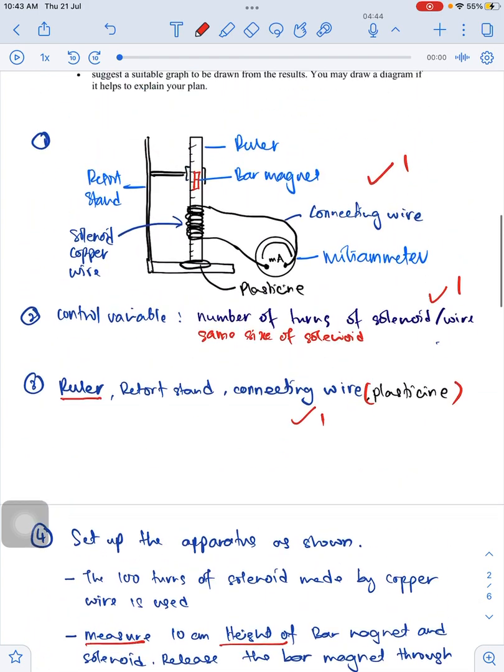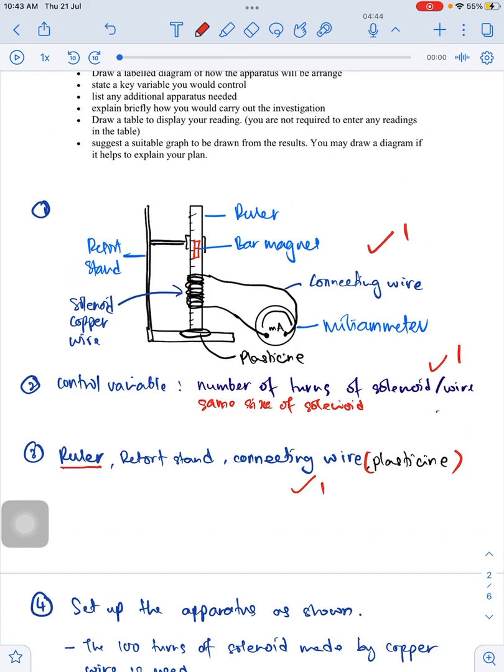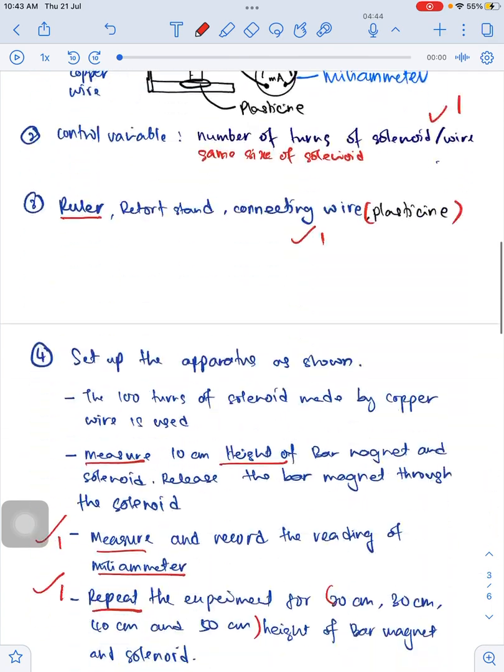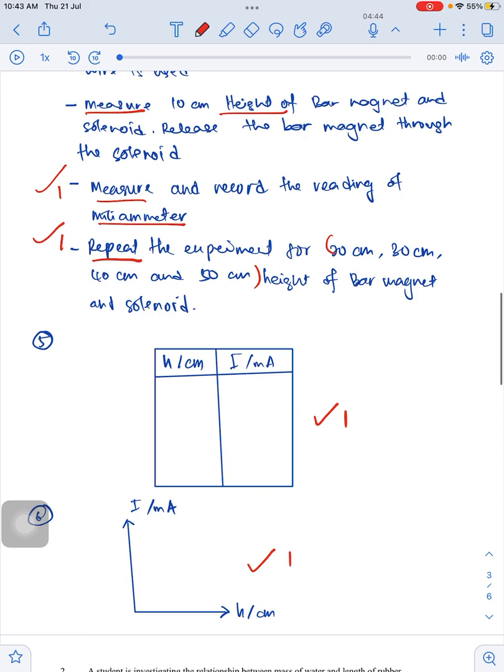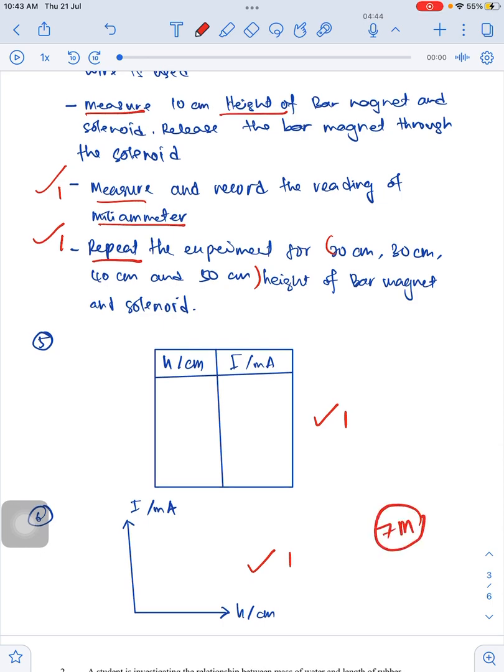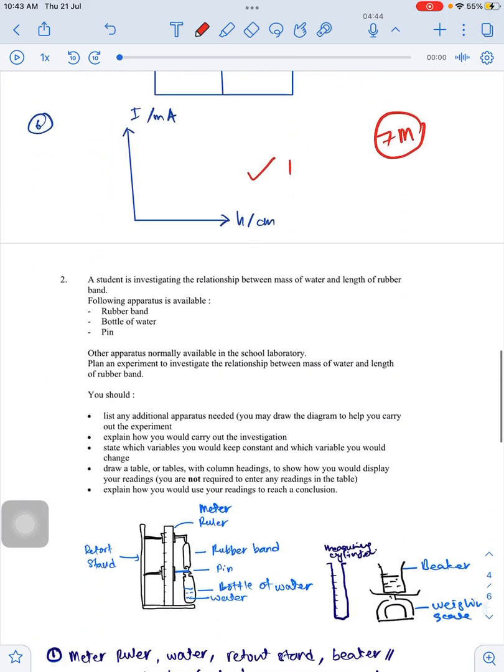Okay, so 7 with the diagram of the apparatus of our experiment. Alright, so total up is 5 marks. Okay, so this is for question number 1. Okay, we go to question number 2.